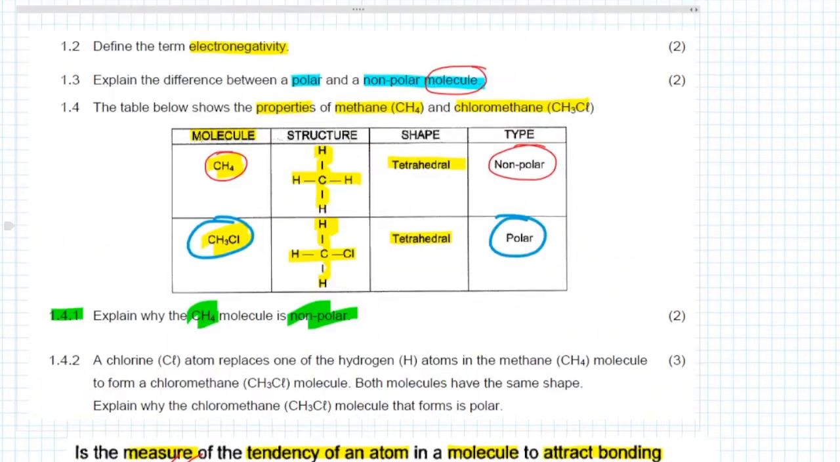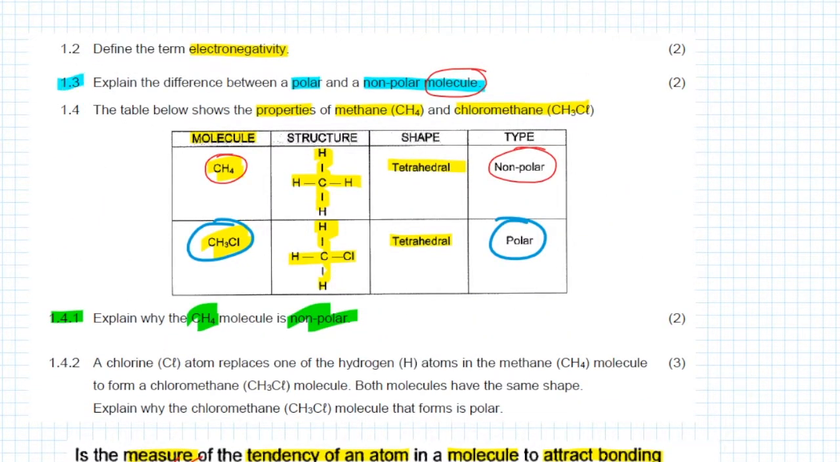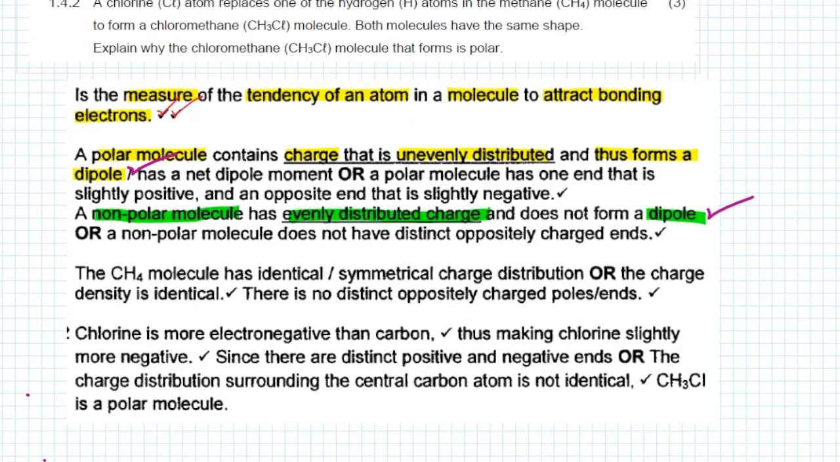Question 1.4.1 says, explain why the methane molecule is non-polar. So in order to explain this, we actually refer back to question 1.3. To answer question 1.4.1, you can simply state that the methane molecule has a symmetrical distribution of charge. So for stating that there's an even distribution of charge, or charge is evenly distributed, you're going to get your 1st mark. Your 2nd mark will be awarded for saying there are no distinct oppositely charged poles or ends. So this molecule, CH4, does not have a slightly negative side and a slightly positive side. That is what you're getting your 2 marks for.